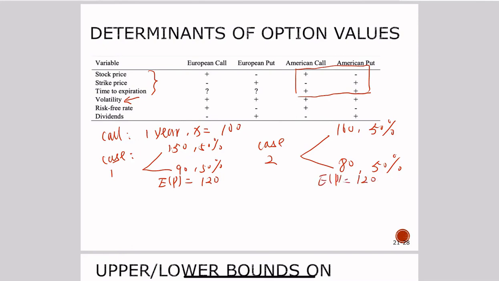However, if you think about this from the perspective of volatility, you can see that case 1 has smaller volatility, right? Why do we have smaller volatility? Because you can look at the variation here. In case 1, the variation or the range of the share price is $60. And the range in the share price in case 2 is $80, right? So it's 160 minus 80. So you can see that volatility in case 2 is larger.